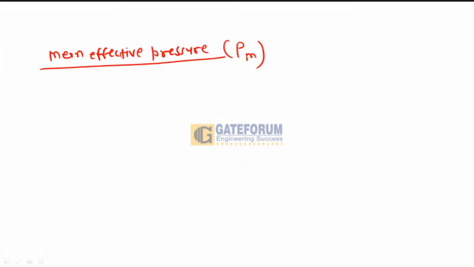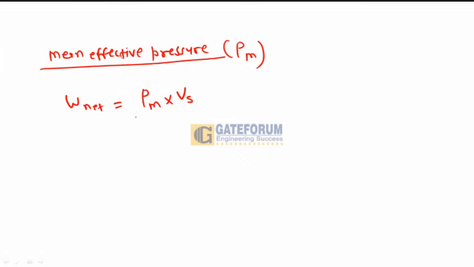If you have the actual cycle, the work done will be the same as given by this pressure. You know, my dear friends, you have to understand what W net is. It will be PM into Vs. What is Vs? Swept volume. And W net is what? PM into Vs.